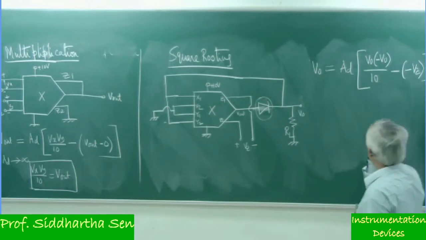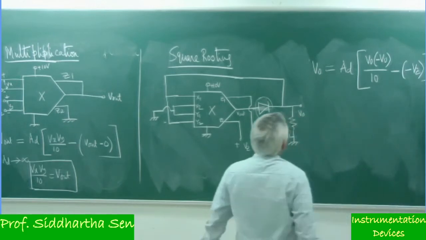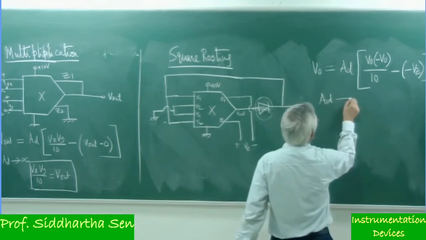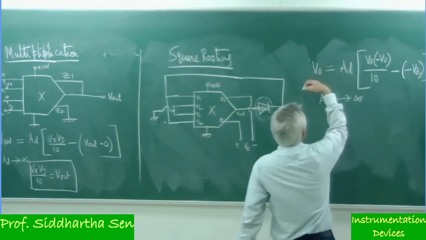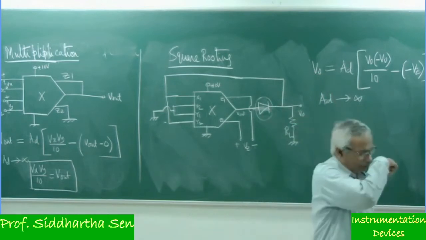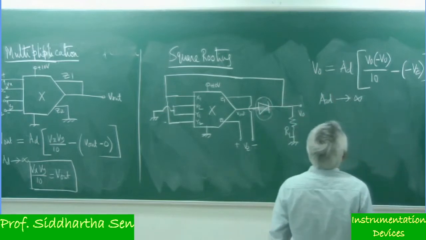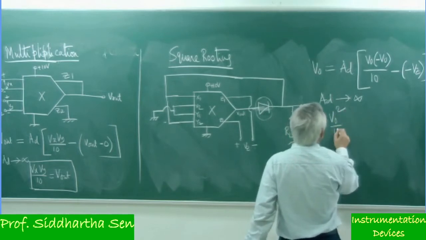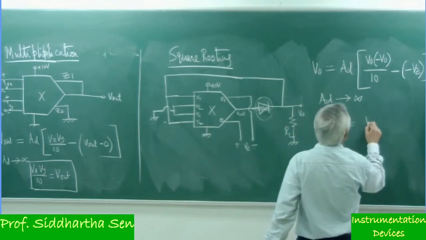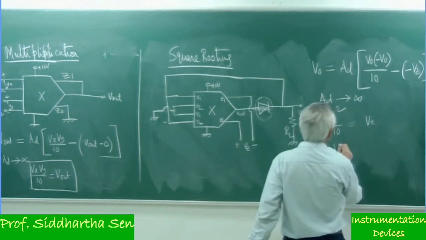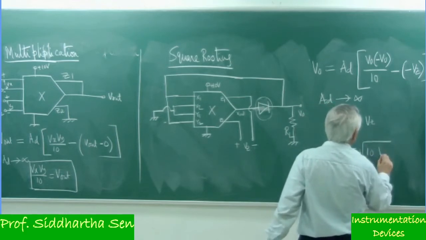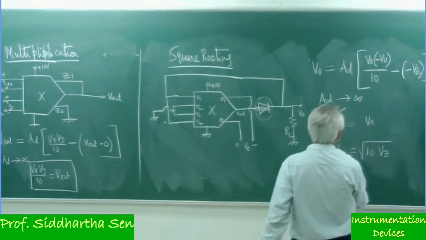So this is the relationship we have. And we know that A_D is very high, tends to infinity, so V0 by A_D we can consider to be 0. In that case, V0 square by 10 is equal to Vz, or we can say V0 is equal to square root of 10 into Vz.